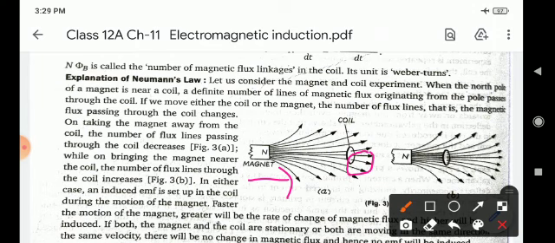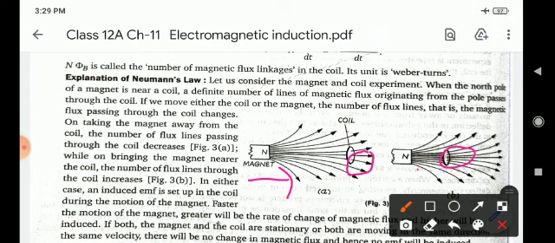The magnet is at a far distance from the coil, therefore the number of lines is very small. If the coil moves toward the north pole, then the number of lines is more in comparison to figure 3a.